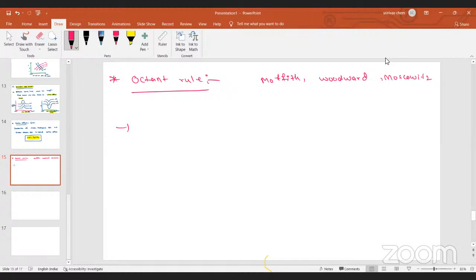So this octant rule permits the prediction of the sign of the Cotton effect for optically active cyclohexanones from their structure, configuration, and conformation. So in the octant rule, the carbonyl group should occupy the head of the chair or boat conformation. I will share one PDF.